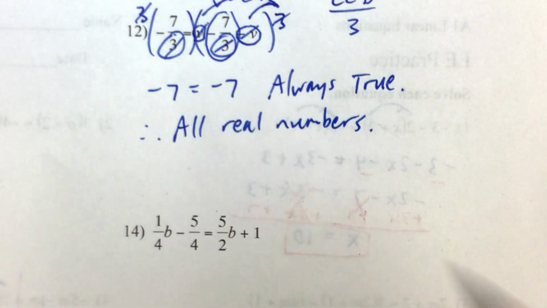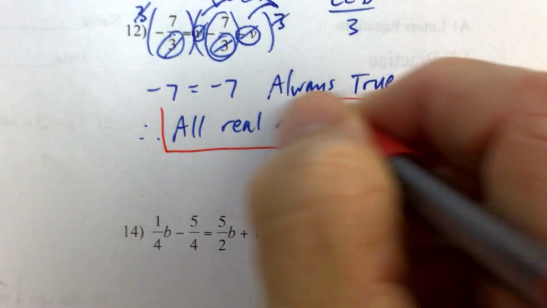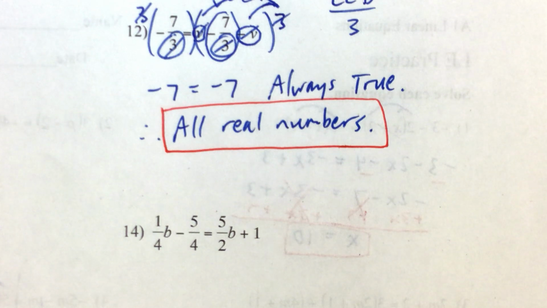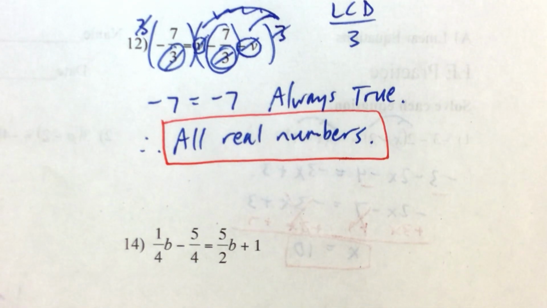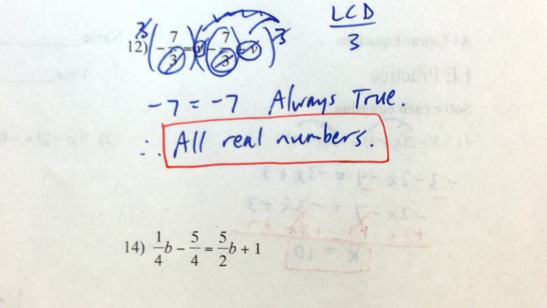So that's how you handle statements that are always true. Statements that are always true, the solution is all real numbers. And statements that are never true, the solution would be no solution.